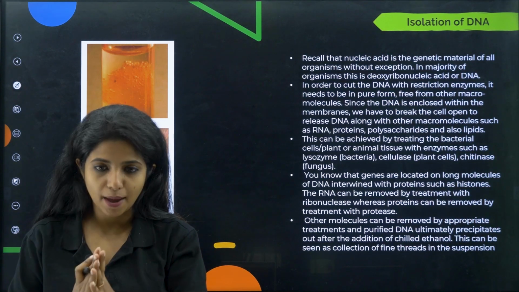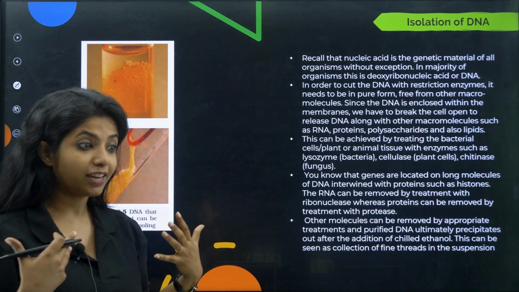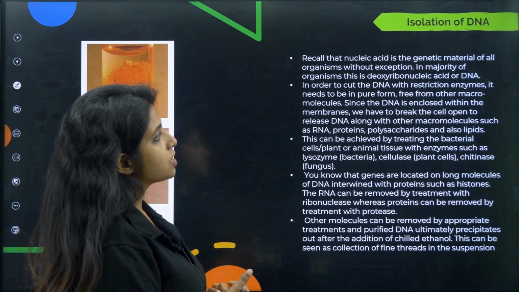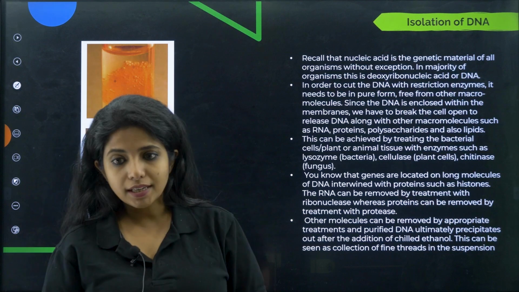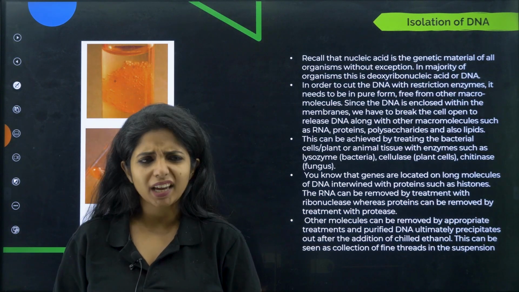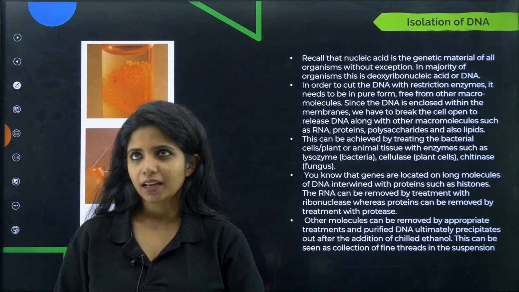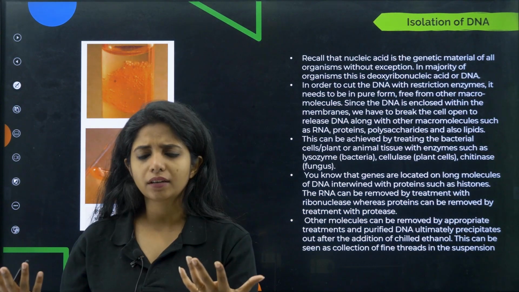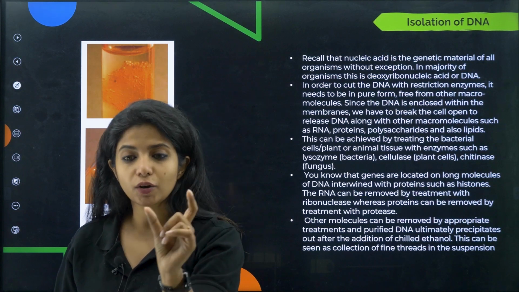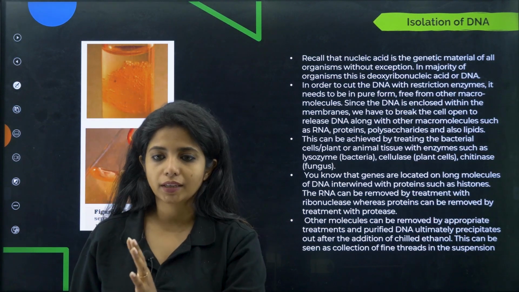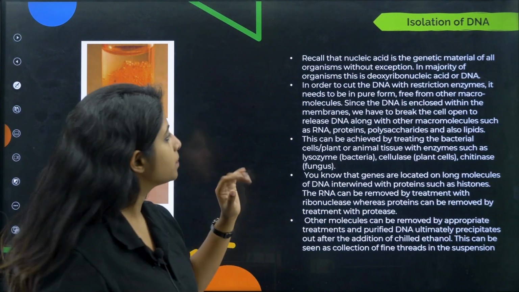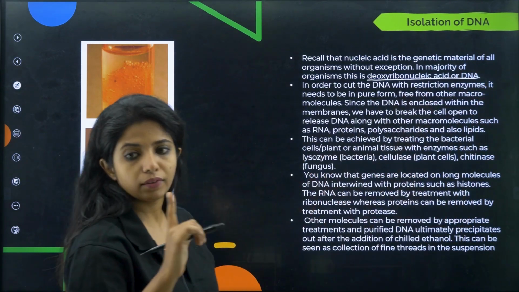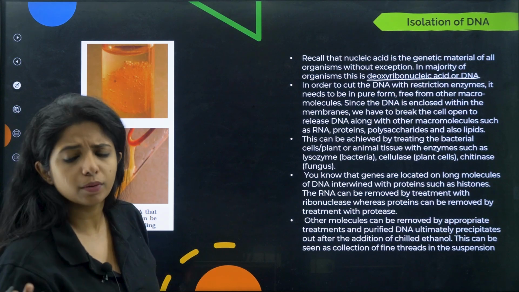How do you think isolation of DNA happens? Let's read the NCERT and see what we understand from it. Recall that nucleic acid is the genetic material of all organisms without exception. Do you have anything else as genetic material? No, I have DNA and I hope you also have DNA. In some organisms you have RNA as genetic material, but DNA and RNA both come under the nucleic acid category. DNA is deoxyribonucleic acid, RNA is ribonucleic acid. In the majority of organisms the genetic material is DNA because it is more stable than RNA.